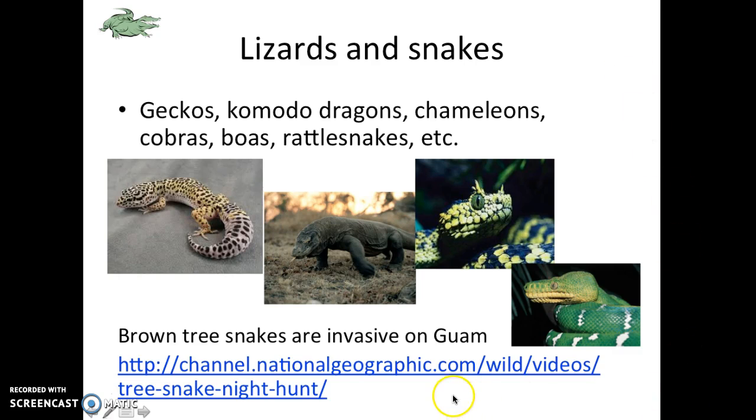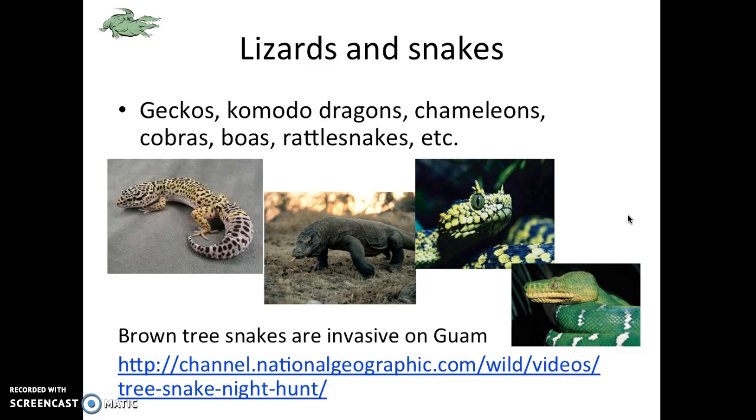I will take a moment to talk very briefly about brown tree snakes in Guam. Brown tree snakes were introduced to Guam via airplanes. So they crawled up into the wheel wells of planes, and crawled out and populated the island of Guam.